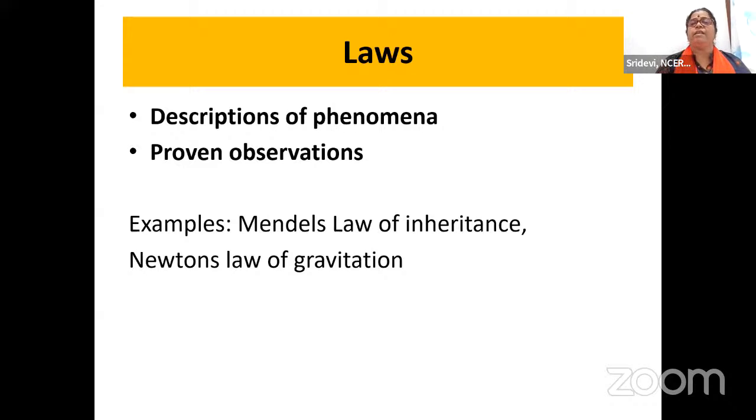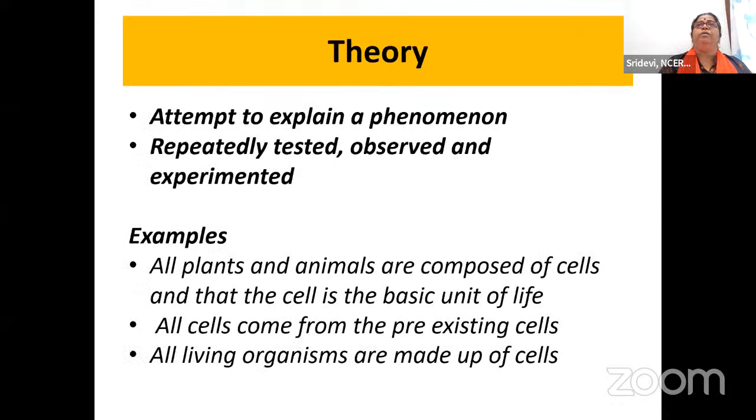Laws, again, are descriptions of phenomena. It's very interesting. They are proven observations. That means somebody has done some research on it and proved it. Mendel's law of inheritance and Newton's law of gravitation are all laws. Laws describe, theories explain. I hope you understand the difference.